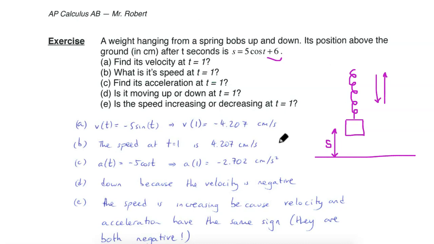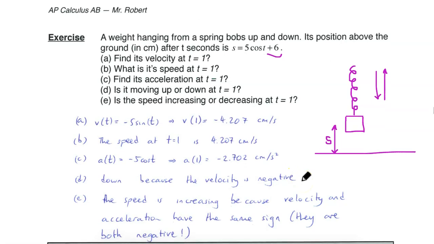Question C, what's the acceleration at t equals 1? Answer, the acceleration is the derivative of the velocity, so I'm going to look at what the velocity is and take the derivative. And I get a of t equals negative 5 cosine t. Then I plug 1 in, and here's the answer. a of 1 equals negative 2.702 centimeters per second squared. Question D is what I asked earlier. Is it moving up or down? We answered that it's moving down because the velocity is negative.